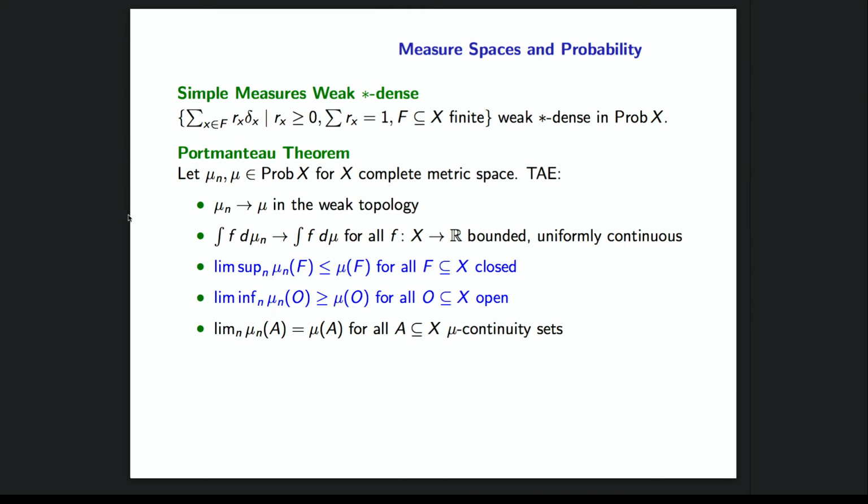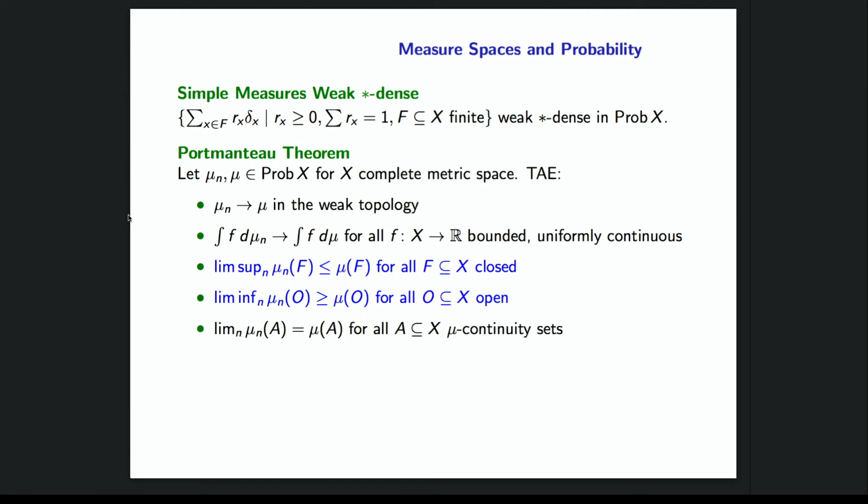Certainly, this is one of the basic ideas: simple measures, so these are convex combinations of point masses. Prakash talked about simple functions, but I'm talking about simple measures. So put a point mass at a point and take a convex combination of those, where the sum of the coefficients is 1, they're all non-negative, and F is a finite subset of the space X.